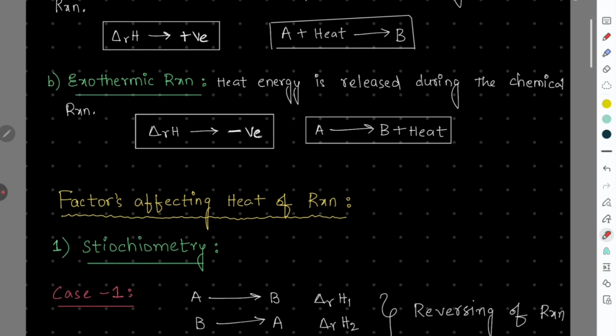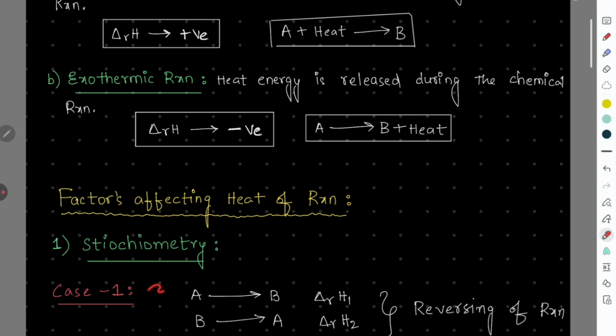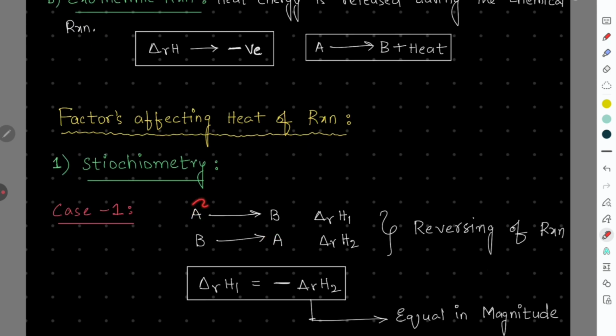So, factors affecting heat of reaction. Stoichiometry. Case 1. Here, reactant A is converting into product B. In this process, heat of reaction is delta H1, and reactant B is converting into product A. In this process, heat of reaction is delta H2. So, the relation between delta H1 and delta H2 is delta H1 is equal to negative of delta H2. Here basically we are reversing the reaction. They both are equal in magnitude but signs are different.